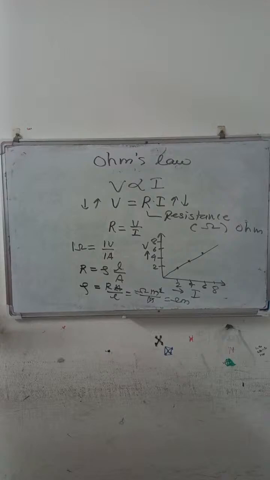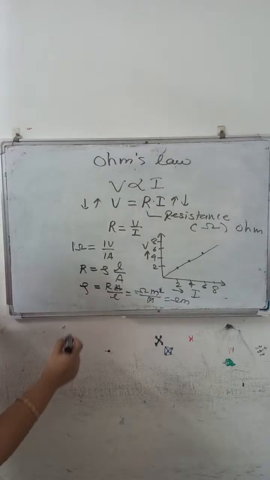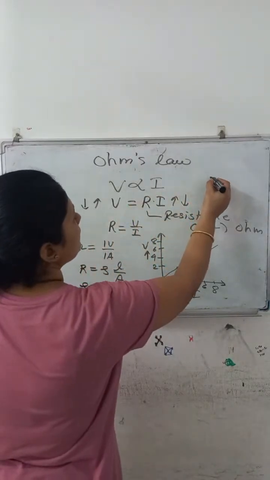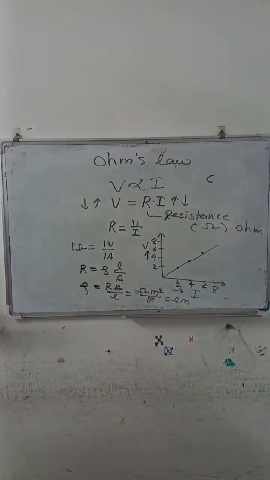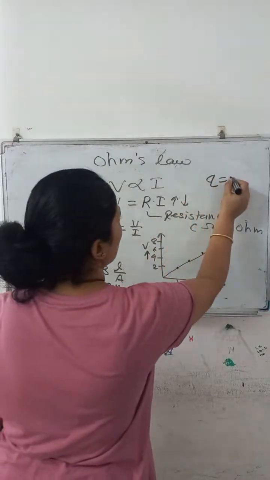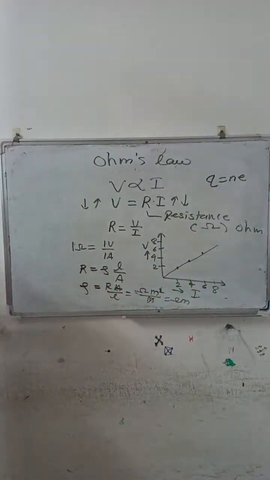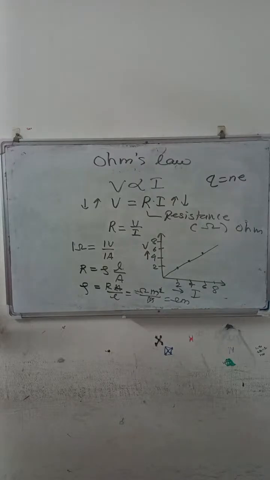Okay, so this is the formula, and if we want to find out the number of electrons, we have one more formula, that is Q is equal to N into E. We can find out the number of electrons from this. So these are the formulas we have. You can take a screenshot of this very important part I wrote on the screen. Okay, take a screenshot of this.